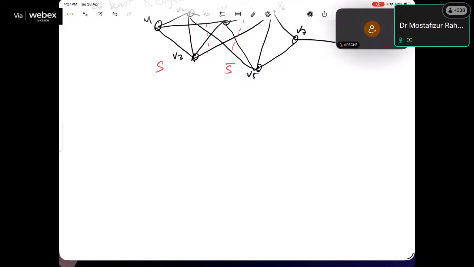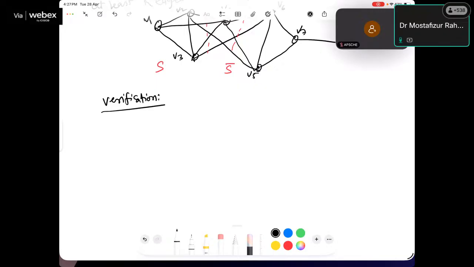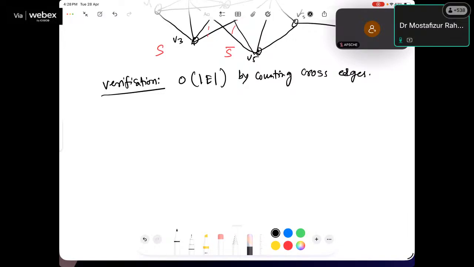Typically, if we want to verify this algorithm, the verification part is basically polynomial order, for both P and NP problems. So the order here is just order of mod E, the number of edges, by counting the cross edges across S and S bar. Now, it doesn't necessarily mean the solution is in polynomial time.